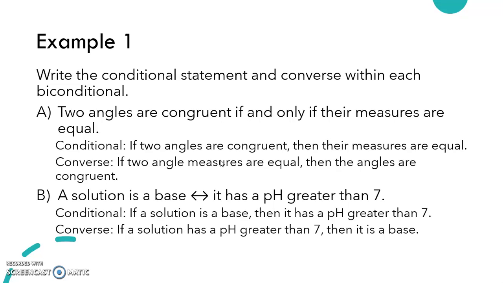In part B, the conditional would be if a solution is a base, then it has a pH greater than 7. For the converse, it would be if it has a pH greater than 7, then a solution is a base. Okay? So let's take a look at another example where we're going to, again, try and use this fact of how the biconditional relates to the conditional and the converse.